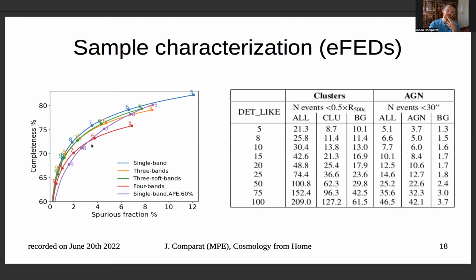And here we obtain that in the eFEDS 1400 seconds simulation, for a detection likelihood of 8, so 10 cluster photons or 5 AGN photons, which is not so many, we have a spurious fraction of 2%. Look at the blue line, the single band detection: 2% and a completeness of 72%. If you want to increase completeness, you need to decrease the detection likelihood threshold. And if you want to decrease the spurious fraction, you need to increase this threshold.